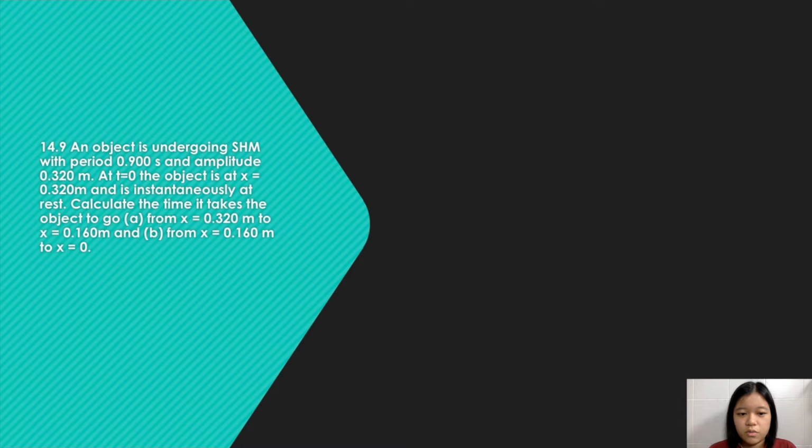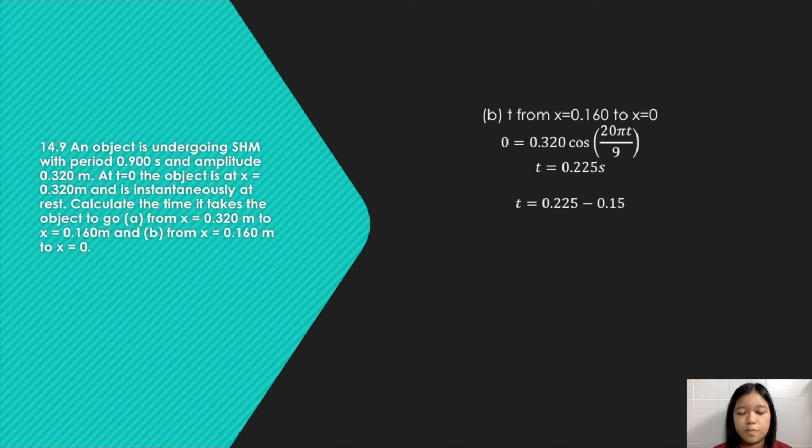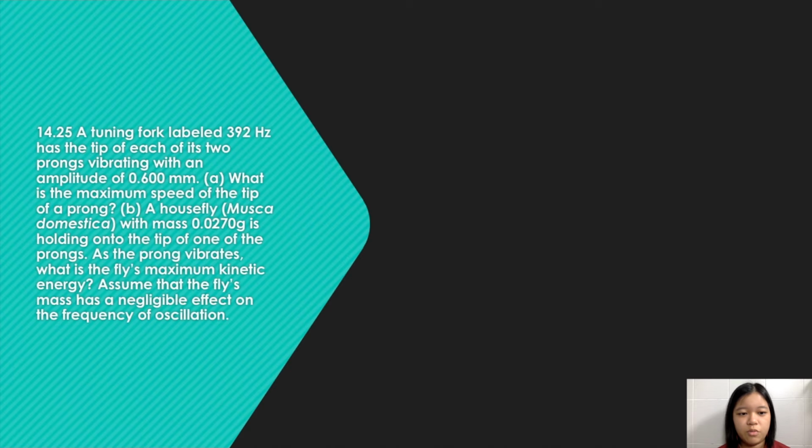Now moving on to letter B, from x equals 0.16 meters. Since we have the time for that, we just need the time at x equals 0. So substitute the values again to find time, and we find it to be 0.225 seconds. And we'll just subtract the first time to get the duration between the two, to get an answer of t equals 0.075 seconds. And that's 14.9. Let's move on. 14.25.